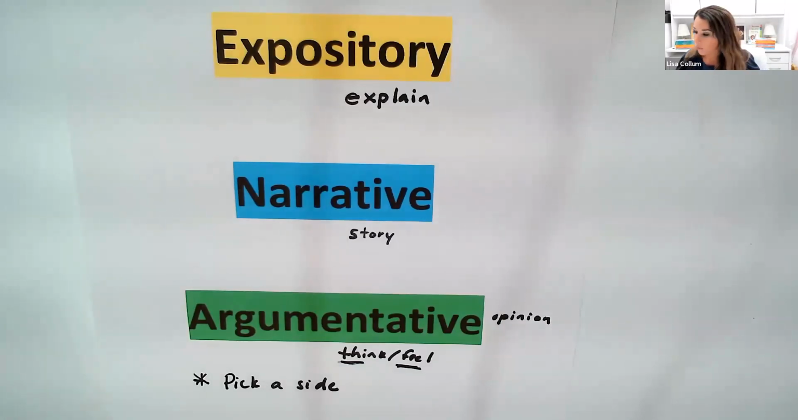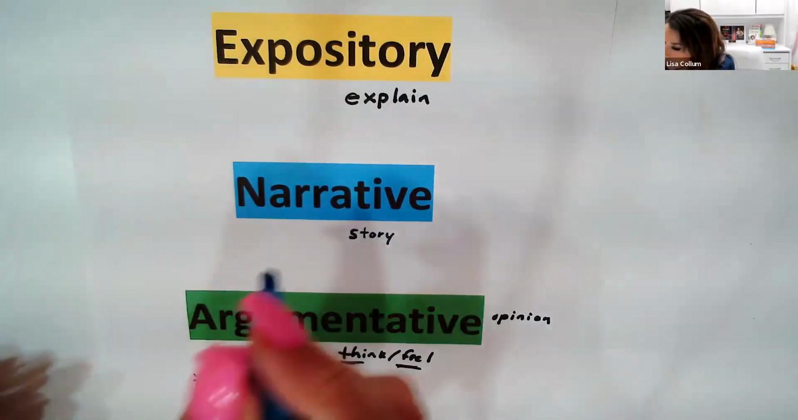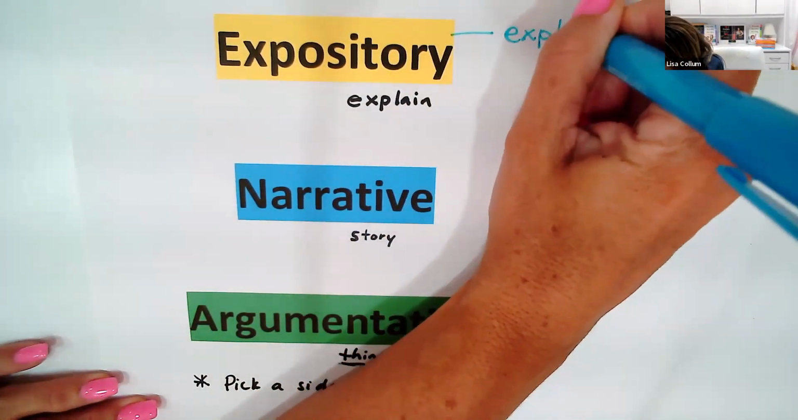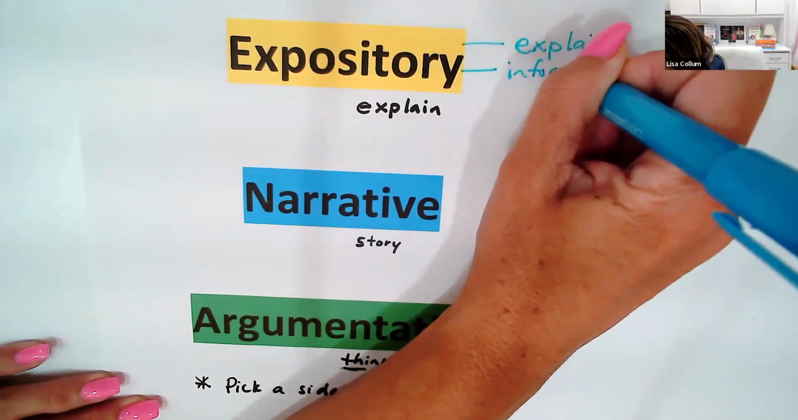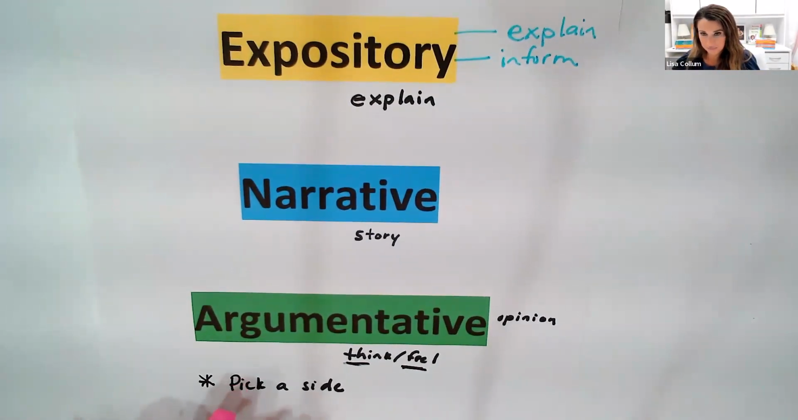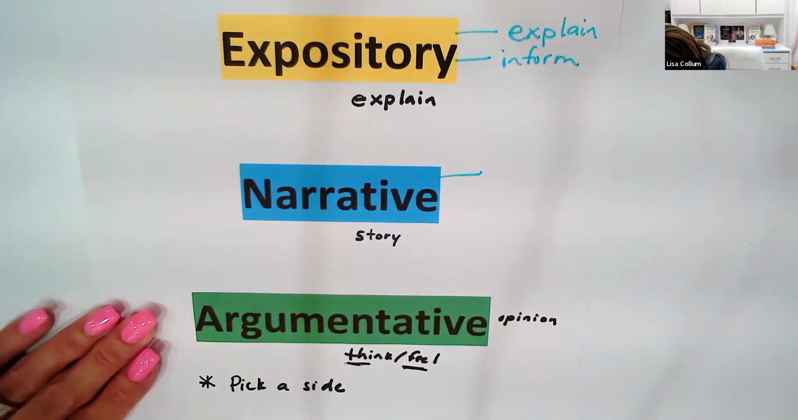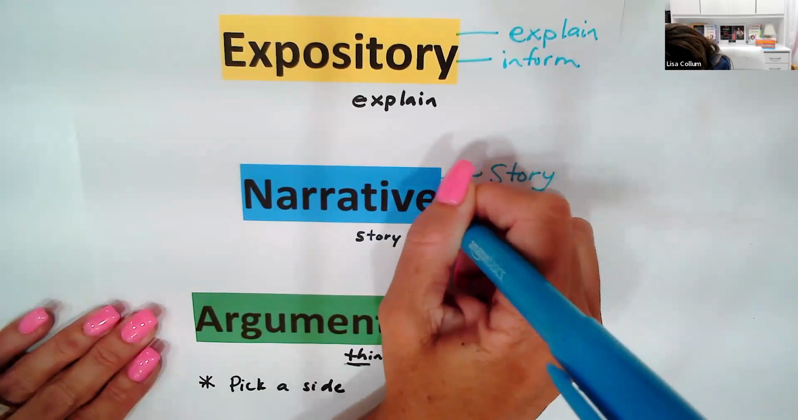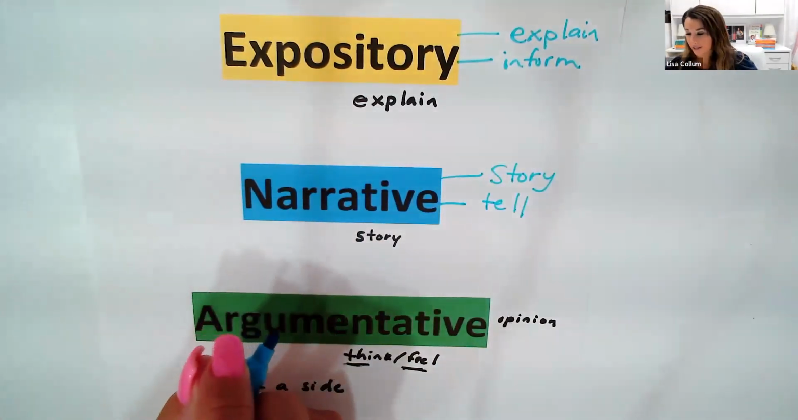So for expository, I'm going to write this with a blue highlighter. If you see the keywords explain or inform, you know you're writing an expository essay. If you see the words story or tell, you know you're writing a narrative essay.